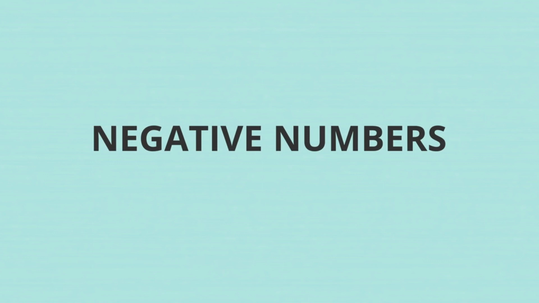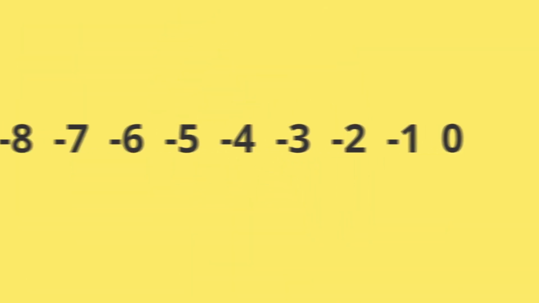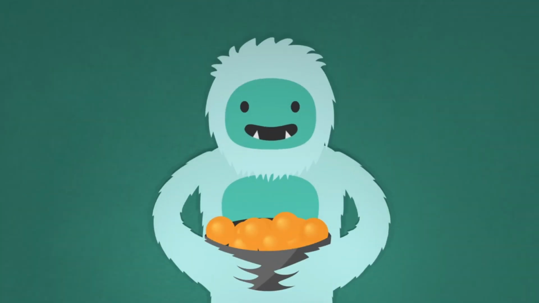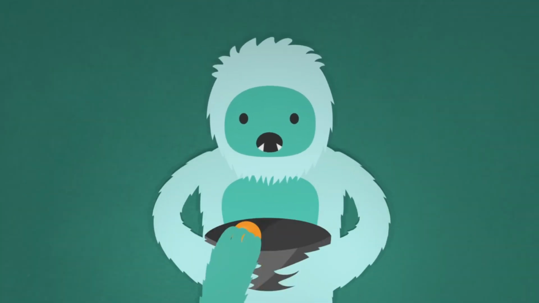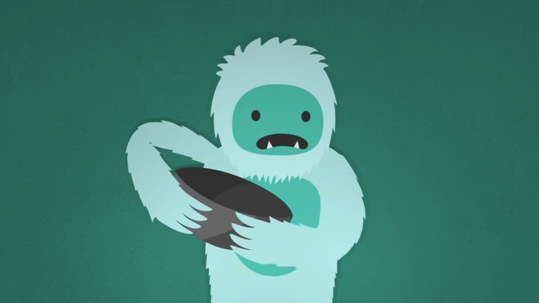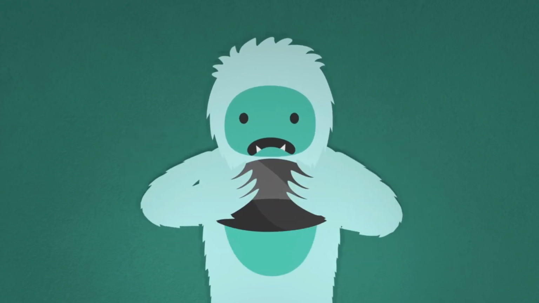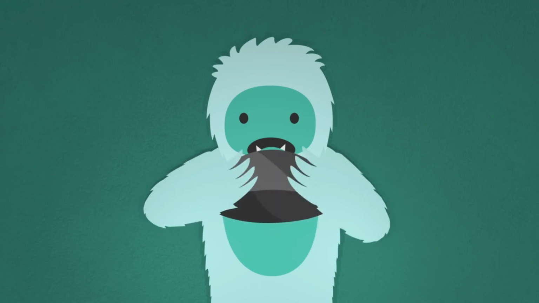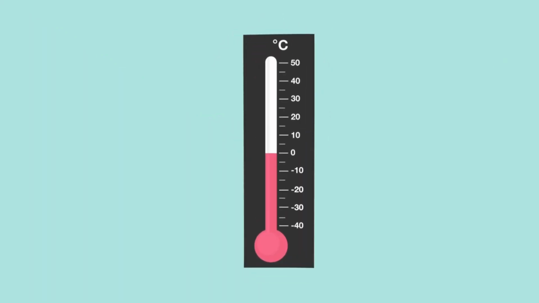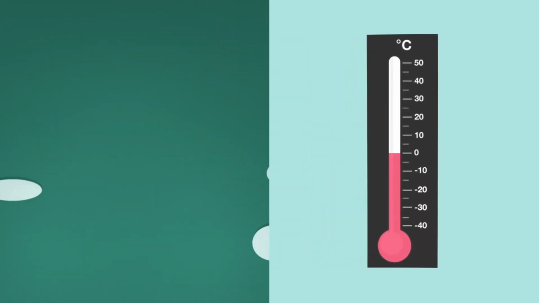Negative numbers are any number less than 0. Imagining something less than 0 can be difficult. Suppose you have a bowl of oranges, and someone takes them away until you have 0 left. When there's nothing, it's hard to imagine being able to take away more. However, there are instances in real life where we use numbers less than 0.